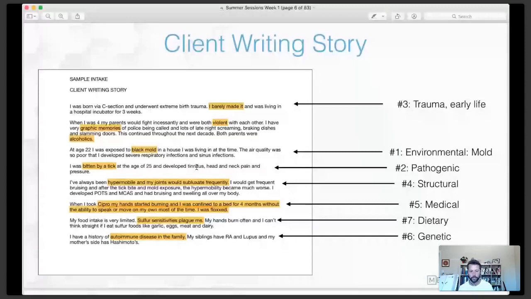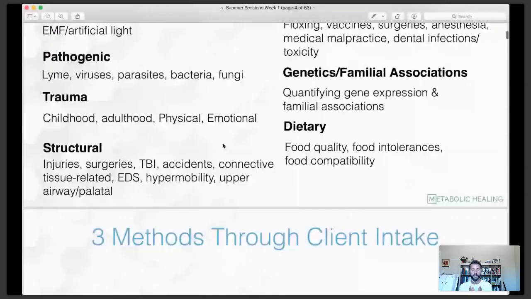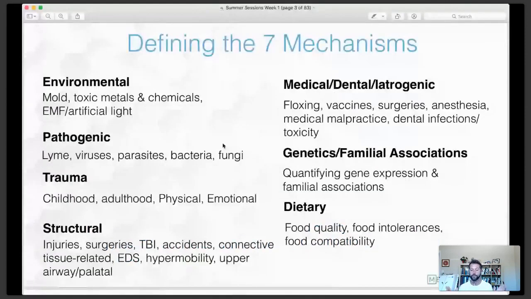This is the client writing you the story. You're picking it all apart, and you're basically looking to find all of these things. Now, again, I want to really point out the significance of these 7 variables. We have to be looking at them. I want to go back to the beginning and say, if you're not looking for the environmental trigger, you can save the client tens of thousands, hundreds of thousands of dollars by detecting mold on an intake form.